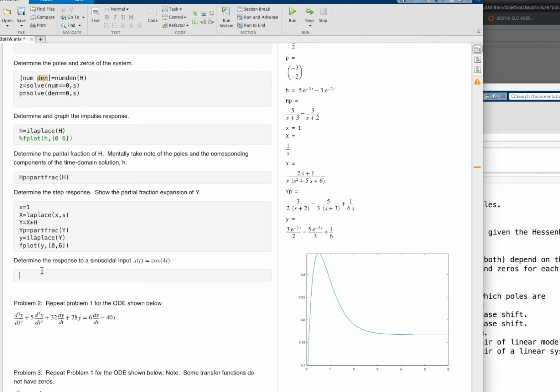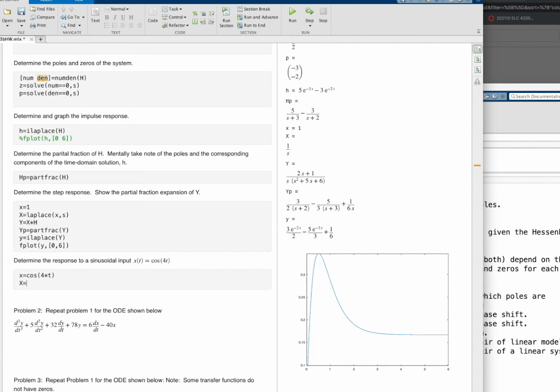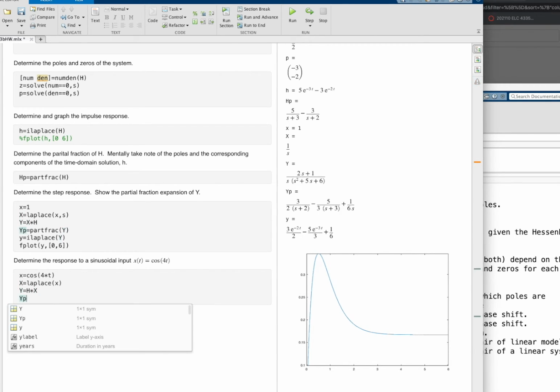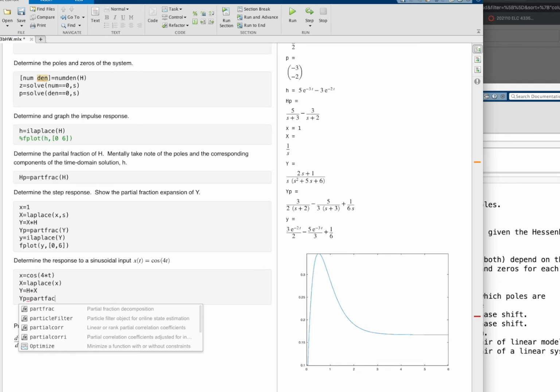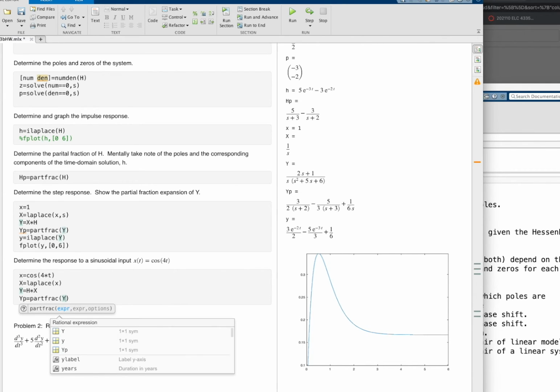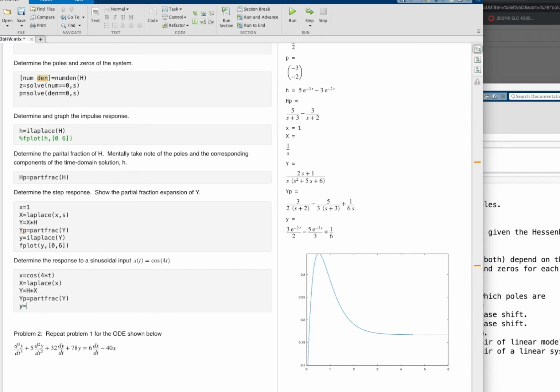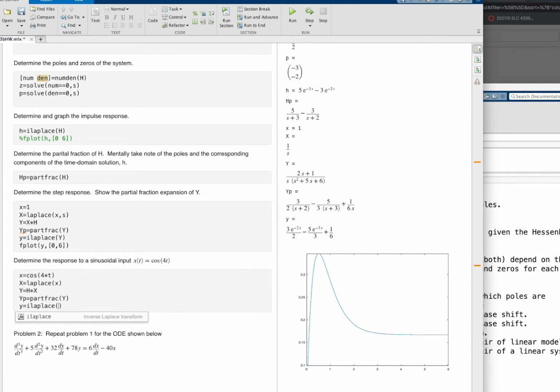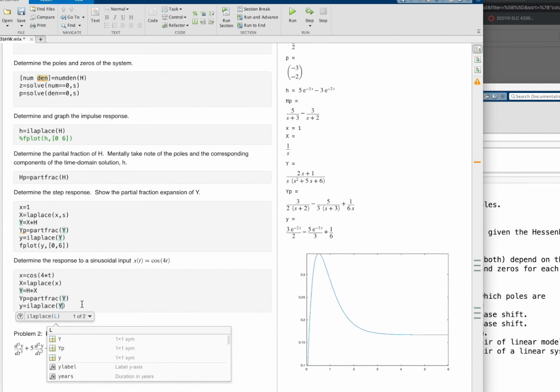All right, well, let's move on down. Let's do the next one. We can let x be cosine of 4 times t. We calculate the Laplace transform. We look at h times x. We look at partial fraction. And we can calculate the time domain response. And plot that.